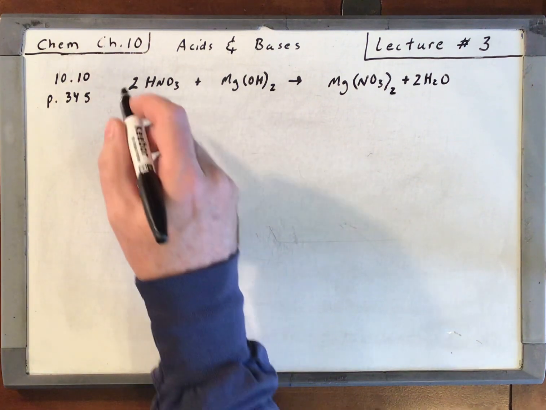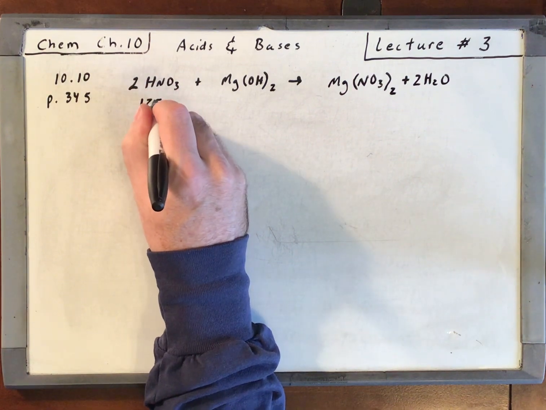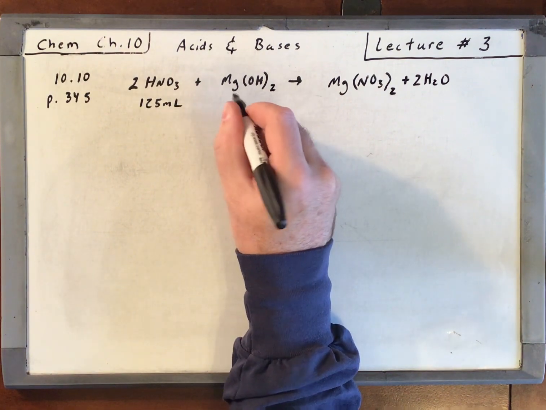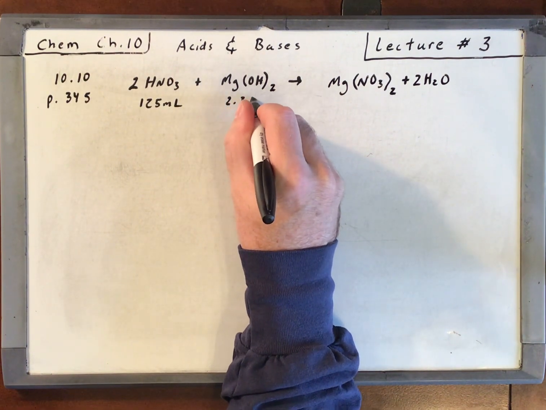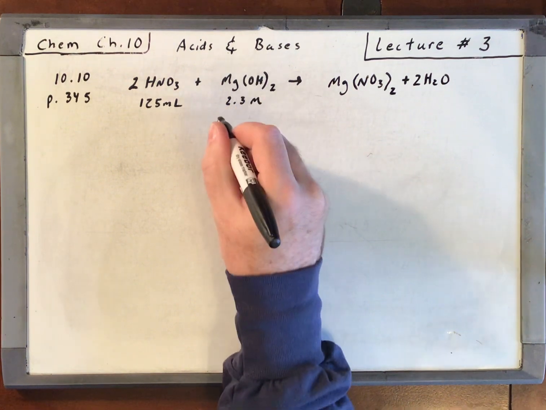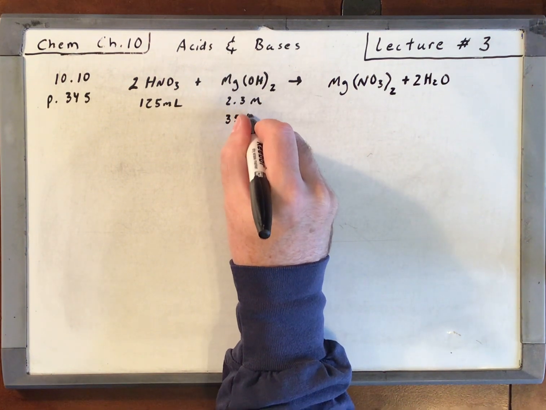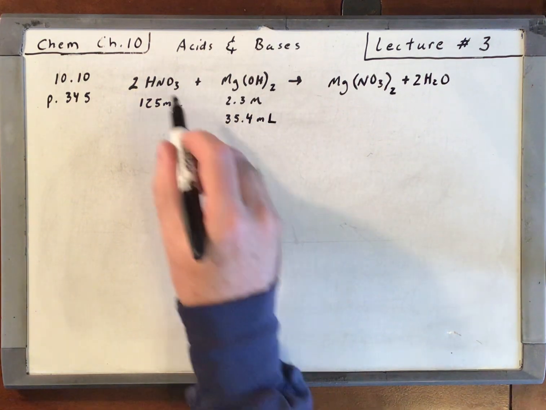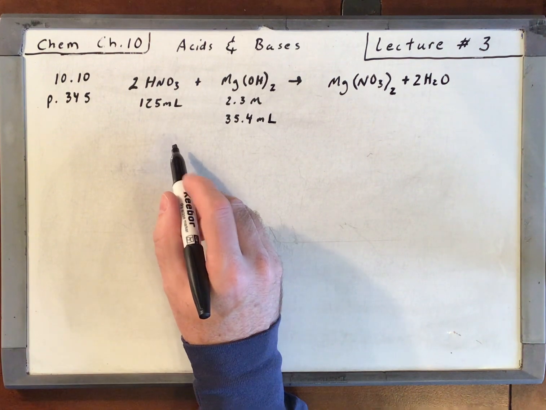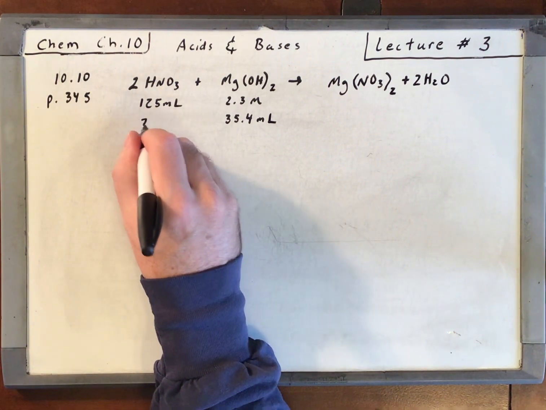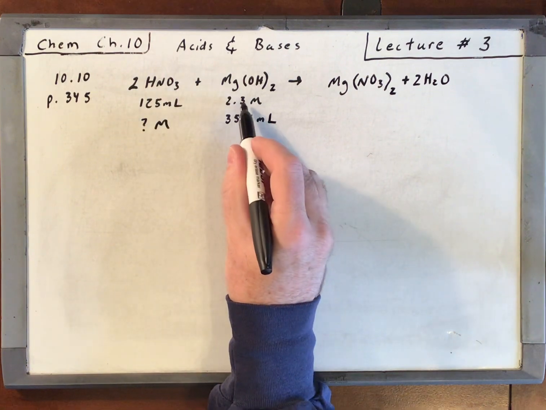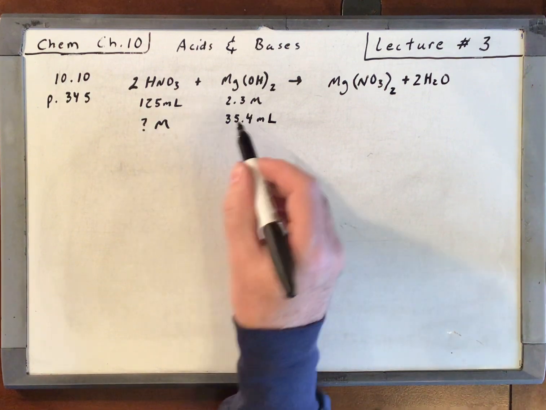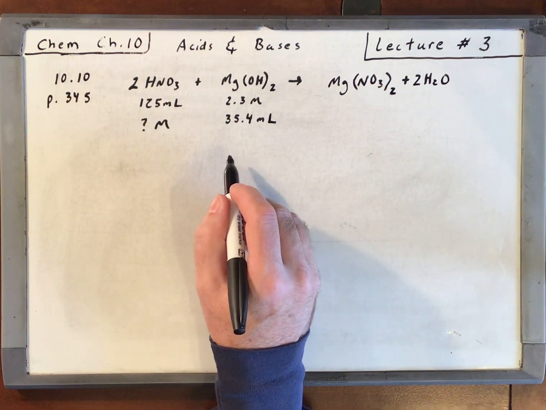Let's write down what we know. We have 125 milliliters. This comes from the problem. On magnesium hydroxide, its concentration is 2.3 molar, and it took 35.4 milliliters in order to reach the end point of titration, to neutralize that acid. We want to know what is the concentration of the acid. We have the concentration of the base, 2.3 molar. What's the concentration of the acid? We can figure that out just by mixing them together.